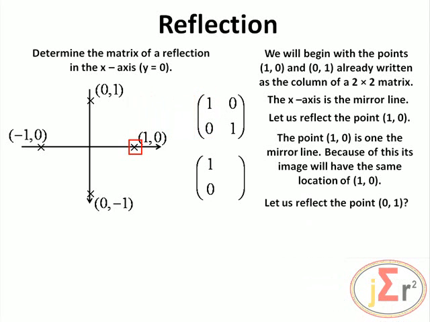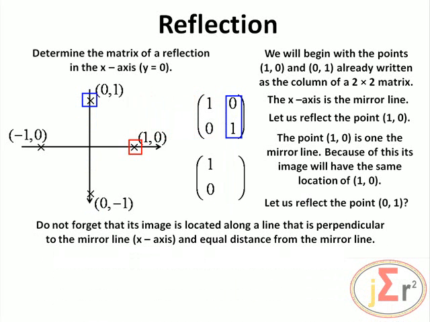So let us reflect the point (0, 1). Now, what is our information there? Do not forget that its image is located along a line that is perpendicular to the mirror line. Remember that? When we're doing reflection, we draw a line that is perpendicular to the mirror line that goes from the point to its image. So do not forget that the line that goes from the point to its image is perpendicular to the mirror line.